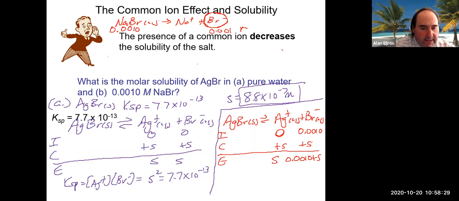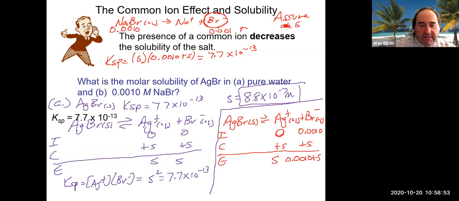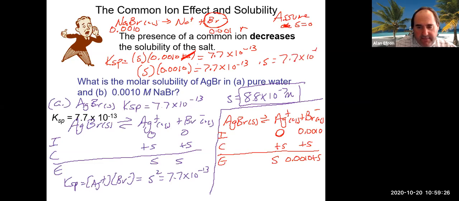Putting this into our KSP, it would give us S times 0.001 plus S is equal to 7.7 times 10 to the minus 13. Now this KSP is a small value of K. So like we've done before, we might as well make an assumption and assume that S is equal to zero, just like we made an assumption of X is equal to zero. It is only the S that's being added to something. So that will give us S times 0.001 equals 7.7 times 10 to the minus 13. We're going to take 7.7 to the minus 13 and divide it by 0.001. That gives us an S of 7.7 times 10 to the minus 10 molar.